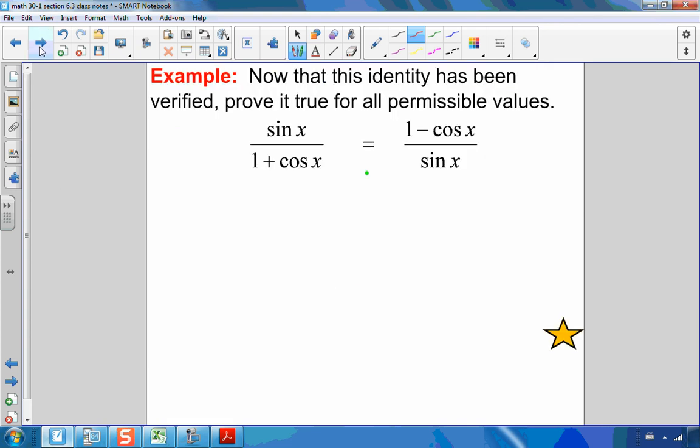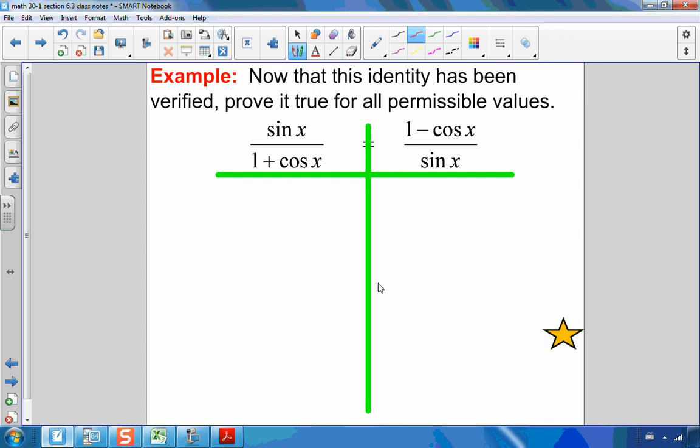So let's try our very first proof, okay? We verified this identity with 30 degrees. We verified it graphically. Now we're going to prove it, which shows it's true for all values, okay? So the very first thing I do is put a line down my page because I need to remind myself I can't work across the equals sign. And then I'm going to try to prove that the left side equals the right side. It does not matter which side you start on, left or right. I'm going to start on the left-hand side.